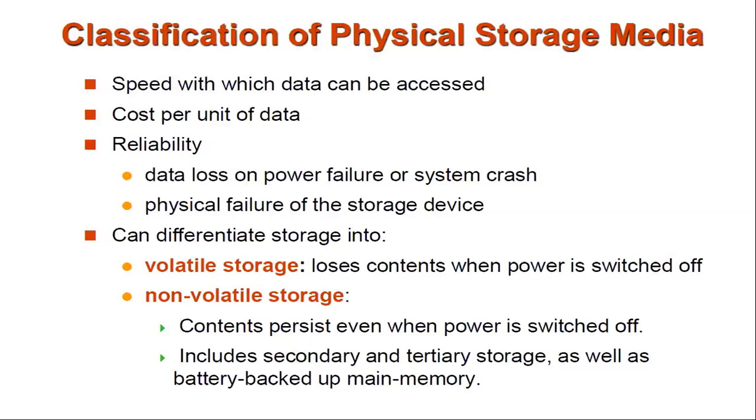Okay, so it is for permanent storage, right? It includes the secondary and tertiary storage also, as well as battery backup main memory. So maybe if your main memory is working on battery backup, like the laptop battery backup, then until you completely shut down the system, whatever data is available in the RAM will still be available.